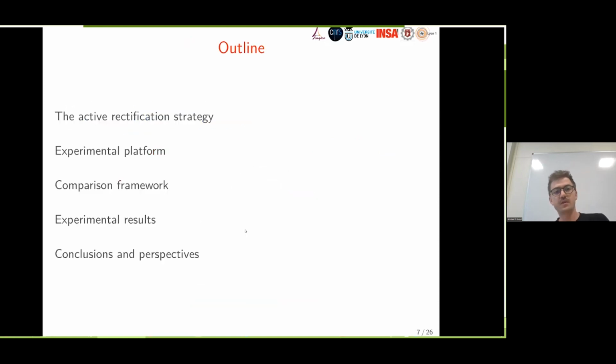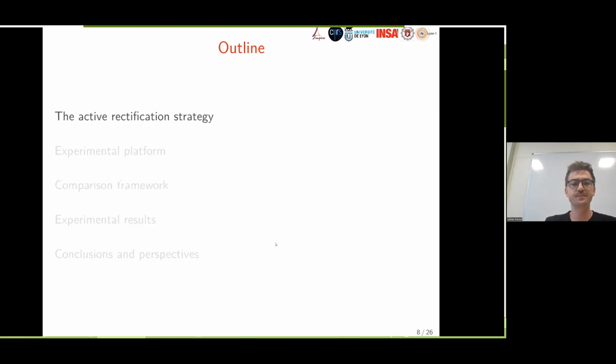So here is the outline of the presentation. After this long introduction, we'll see the active rectification strategy. We'll say a few words about the experimental platform. We'll see the comparison framework. I will show you some results, and then I will conclude with some perspectives.